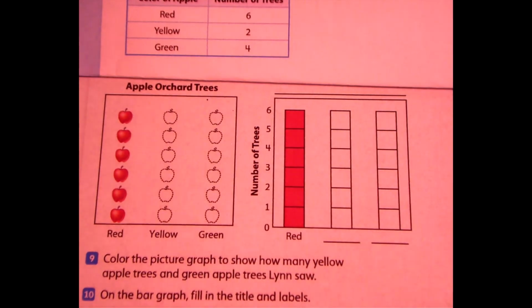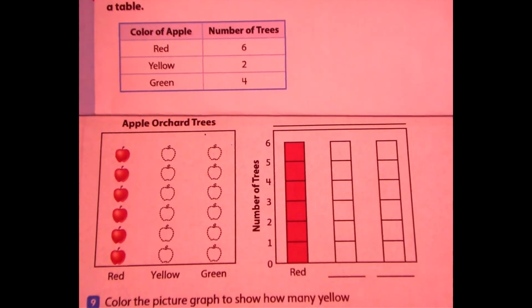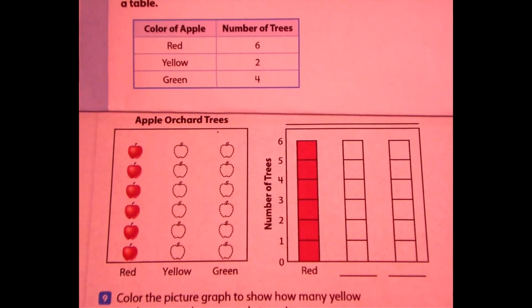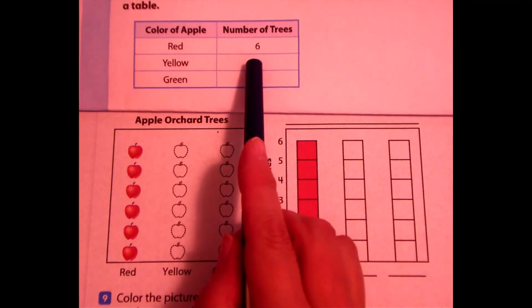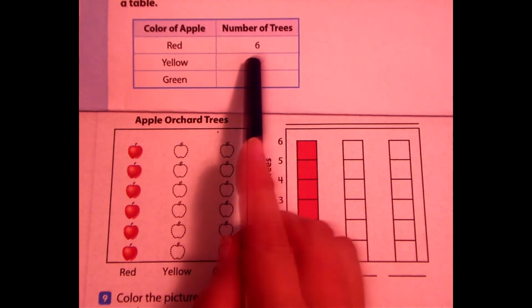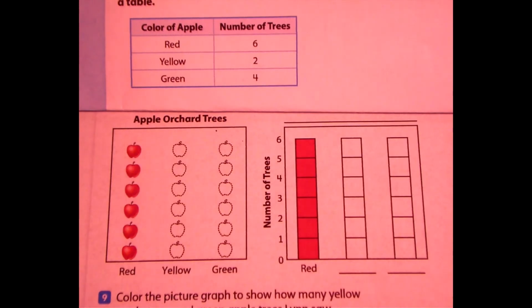All right, so the first graph I'm going to work on is my picture graph. Let me move things down. There we go, so we can see our table with all of our data. So the first column was done for you. It shows red apples, and we see from our table that there were 6 red apple trees in that row. So we drew 6 apples. 1, 2, 3, 4, 5, 6.